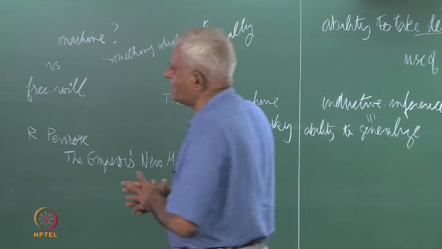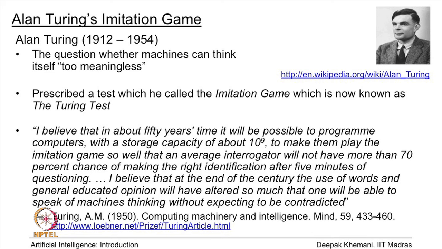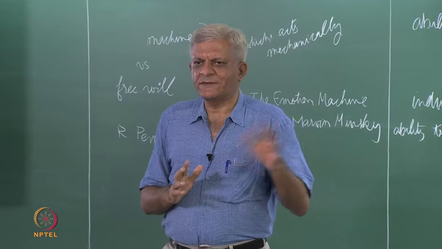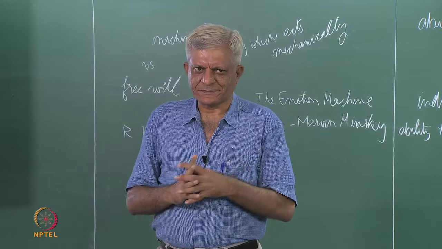So, what did Turing feel? He felt, and this was in 1950 when he wrote this paper called Computing Machinery and Intelligence, which is available on the web, that in about 50 years of time, in the year 2000, it will be possible to program computers with a storage capacity of 10 raised to 9. So, 10 raised to 9 was considered to be a big number, and history is replete with these kind of examples.